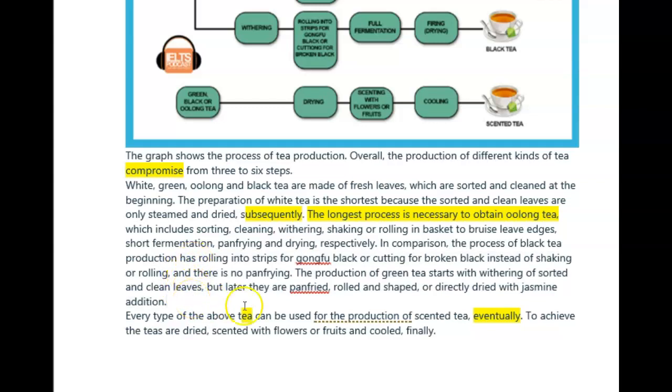Okay. Every type of the above teas, plural, can be used for the production of scented tea, can eventually be used, or can additionally, can ultimately be used for the production of scented tea, I would say. Instead of eventually, I'd use ultimately. I think that's better. To achieve this, the teas are dried, scented with flowers or fruits, and cooled, and finally cooled. So position of adverbs is coming up a bit, because you're wanting to put your adverbs right at the end. I wouldn't always put them right at the end. I think sometimes they're better coming in before that final verb, which would work better there and there as well.